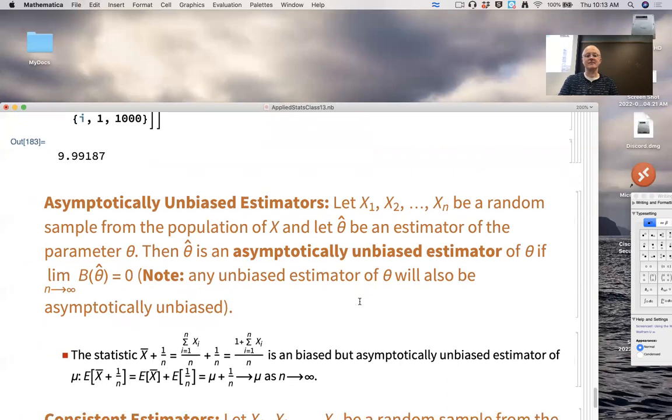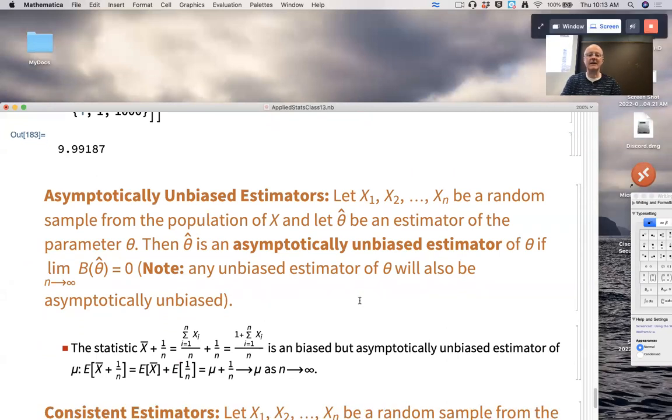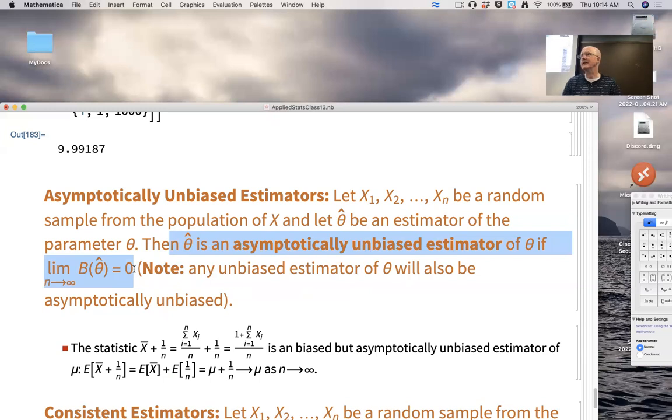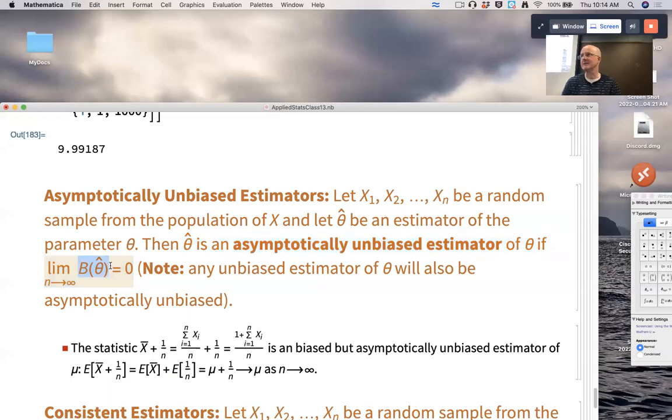New definition. Asymptotically unbiased estimators. Let x1 through xn be a random sample from the population of x. Let theta hat be an estimator for the parameter. Then theta hat will be an asymptotically unbiased estimator if the bias goes to 0 as n goes to infinity. Note, if theta hat is already unbiased, it will automatically be asymptotically unbiased because the bias b of theta hat will always be 0 no matter what n is.